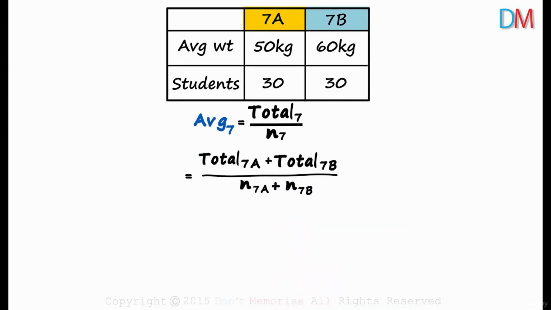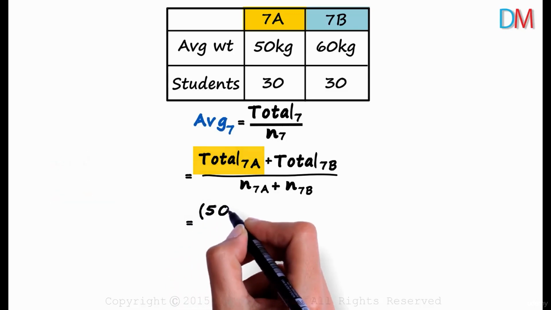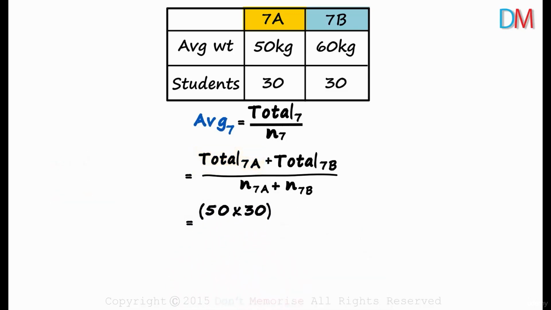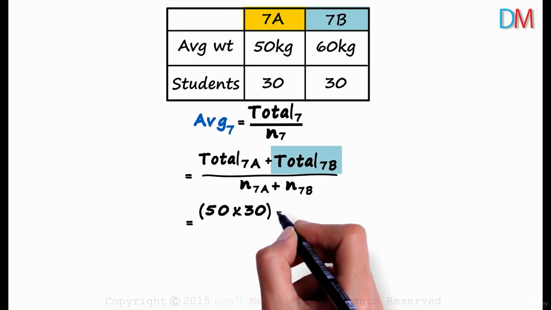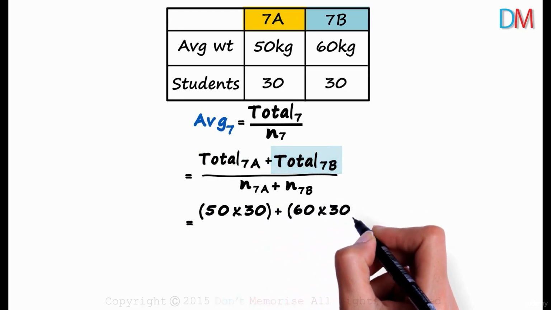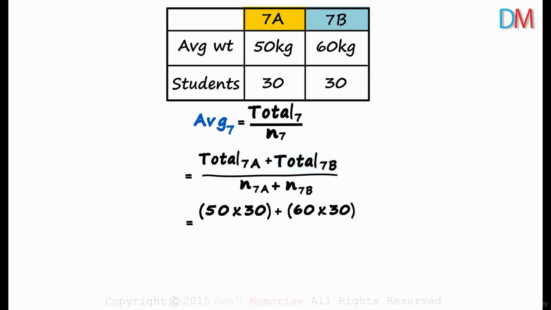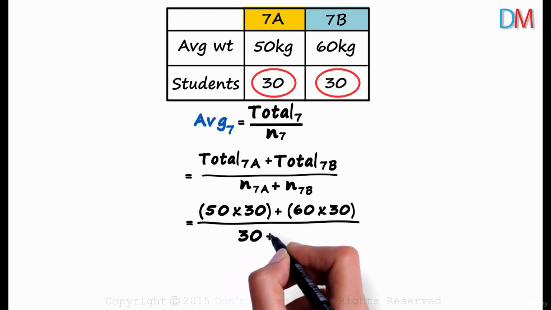Now this is the important part. What is the total weight of students in class 7A? It will be the average weight multiplied by the number of students. Remember, A is equal to S over N, hence S will equal A times N. So that will equal 50 times 30, and likewise the total weight of students in 7B will equal 60 times 30. And the number of students in each of the divisions is 30.